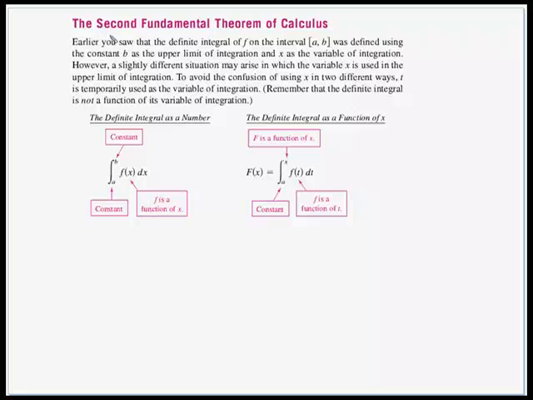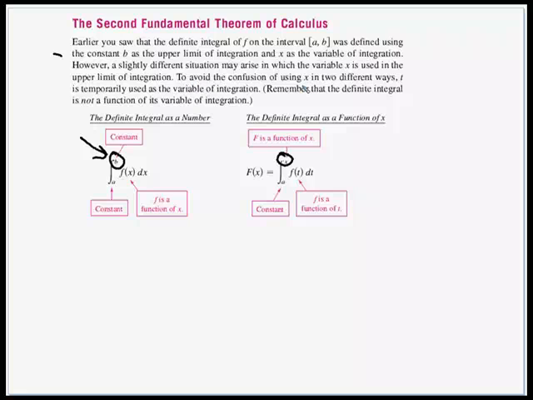Okay, now let's talk the second fundamental theorem of calculus. Earlier you saw the definite integral of function f on the interval from a to b was defined using the constant b as the upper limit of integration and x as the variable of integration. So here upper limit was b, and that was usually just a constant, and x was our variable of integration. However, a slightly different situation may arise in which the variable x is used for the upper limit of integration. Instead of a constant up here, it might be a variable like x.